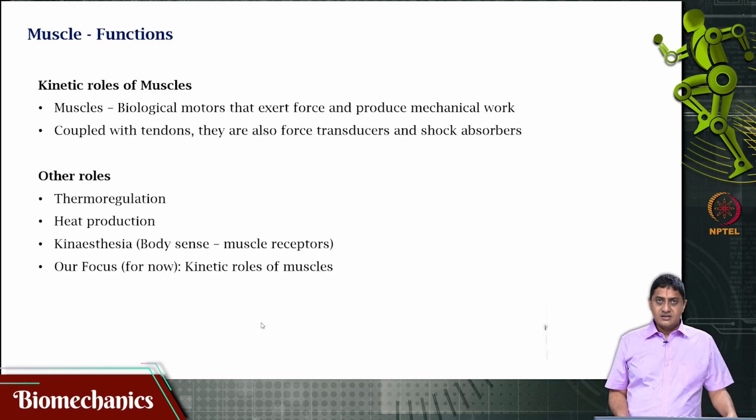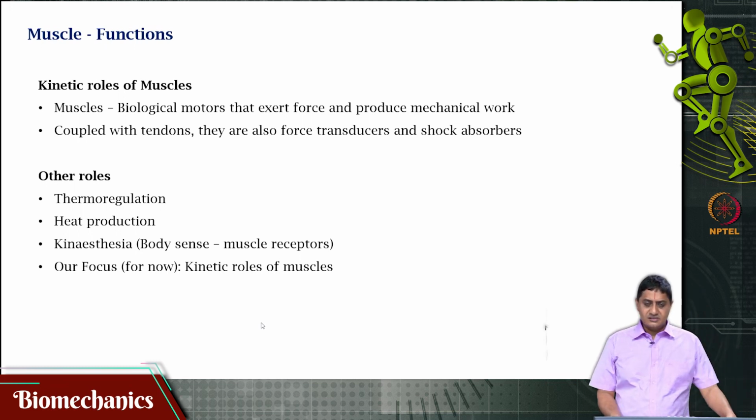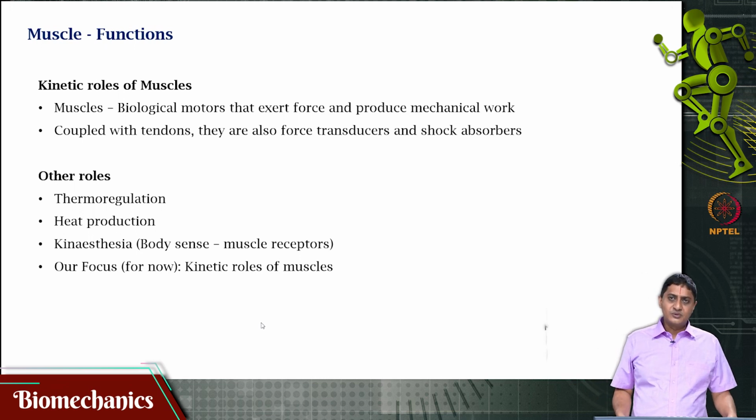So, muscles are essentially biological motors that produce force and produce mechanical work. They are the equivalent of motors that we see in electrical engineering. So, they essentially produce work or force, and they also do some other work because they also act as shock absorbers. Tendons also act as shock absorbers.